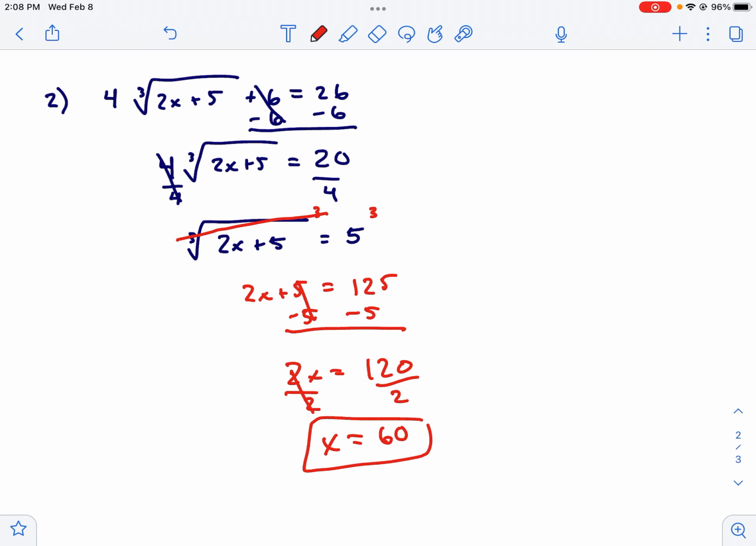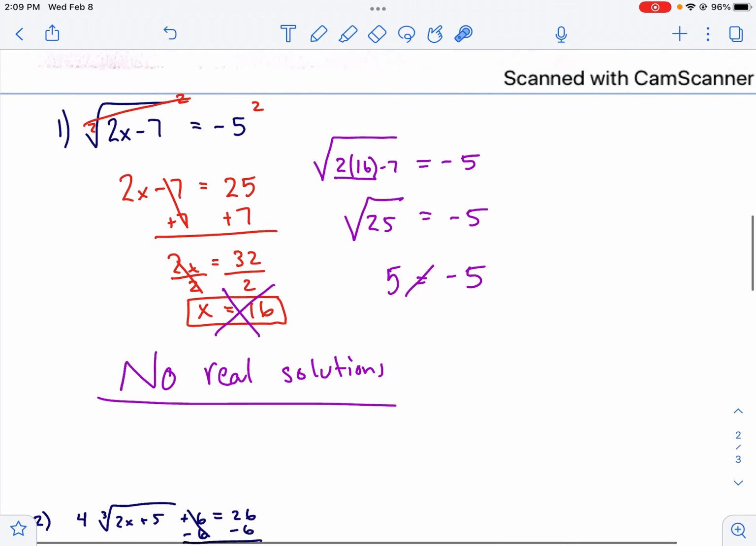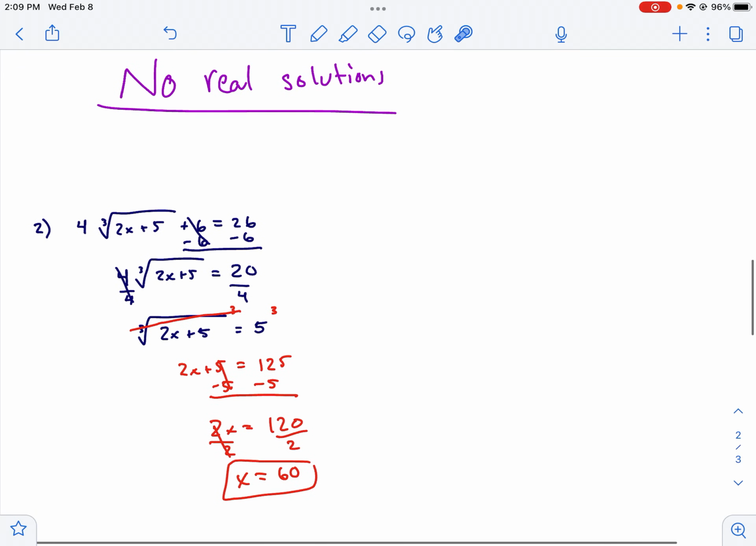Though you should always get in the habit of checking your answer, we can plug 60 back in there and find that it should give us a valid answer. So 2 times 60 is 120 plus 5 is 125. The cube root of 125 is 5. 4 times 5 is 20 plus 6 is 26. So you should always check your answer, but we don't need to validate our answer for cube roots because they don't have restricting domains, only even roots like the square root in number 1. Hopefully that helps, and hopefully you're ready for your quiz you are about to take.